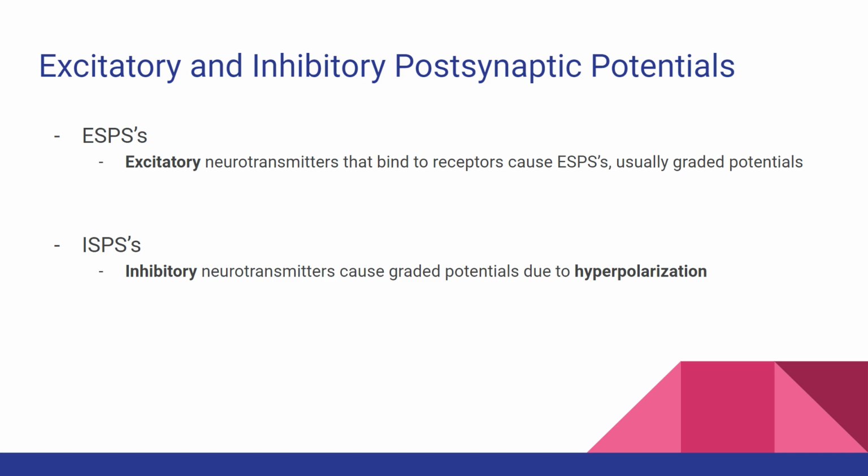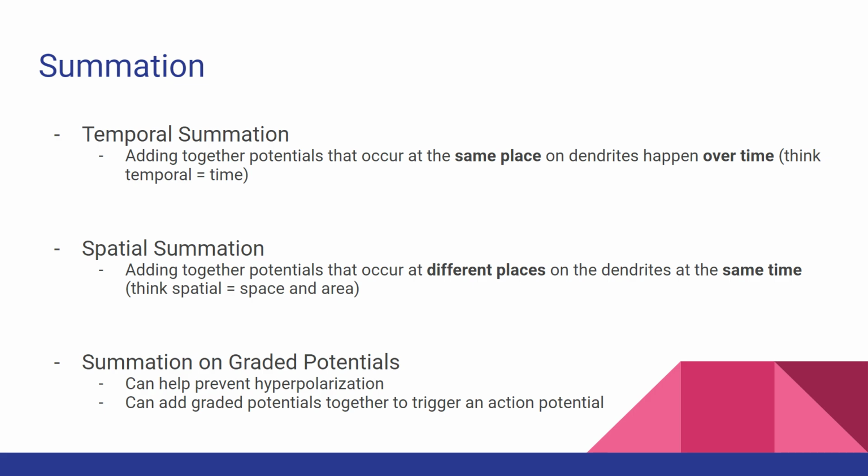An axon hillock, the zone where the soma and axon meet, is responsible for adding and integrating EPSPs and IPSPs. When multiple of these occur at the same time, the axon hillock integrates them in one of two ways. The first is temporal summation, where it adds up potentials that occur at the same place on dendrites over time, then sends the signals down. When temporal summation is used on graded potentials, they are combined into one in order to meet the threshold of excitation and trigger an action potential.